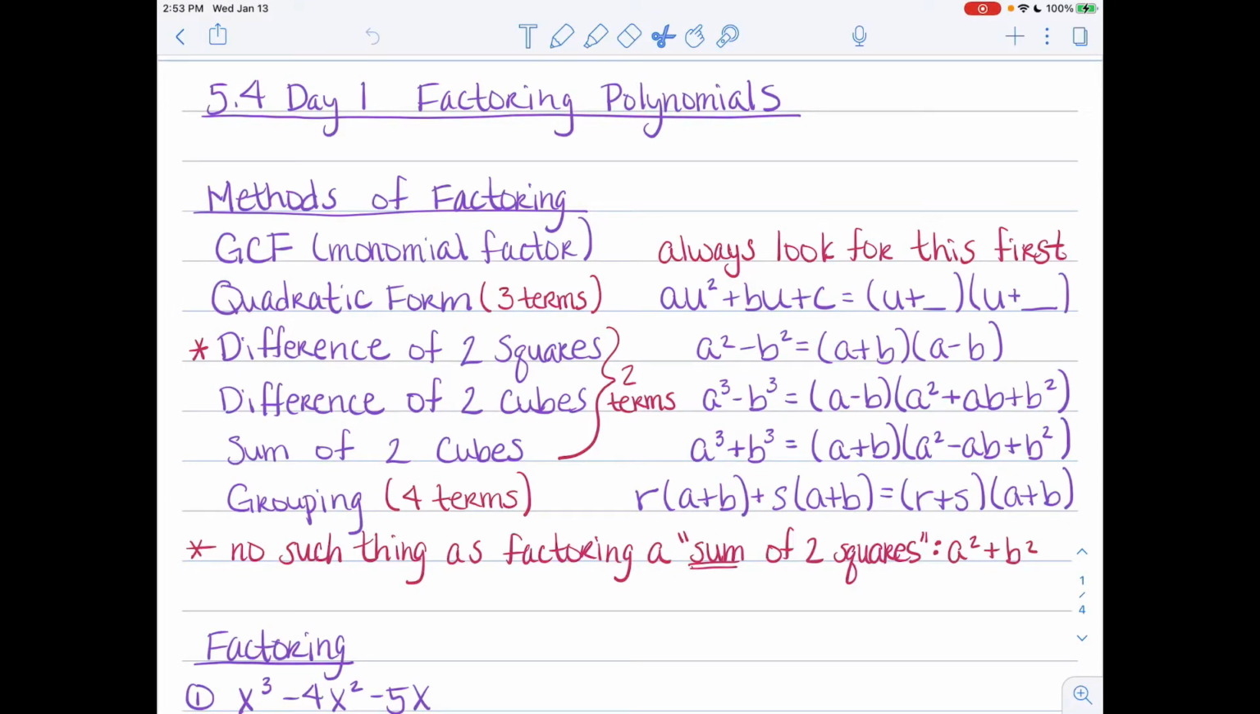Hi everyone, today we are going to be starting to talk about factoring polynomials. We will carry this over into a second day and talk about some of the methods next time.